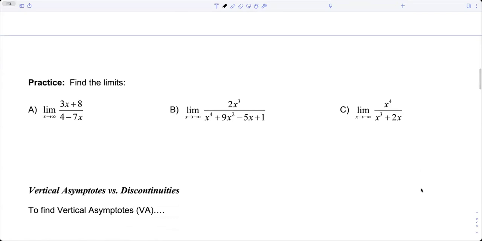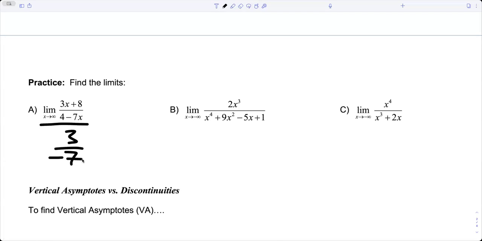All right, here we go. Limit as x goes to infinity of 3x plus 8 over 4 minus 7x. Degree of 1 in the numerator, degree of 1 in the denominator, both of them the same, so the value is the ratio of the coefficients. Therefore, this would be 3 over negative 7. Okay, watch the negative there.